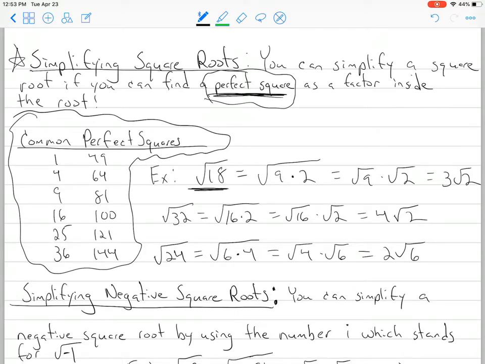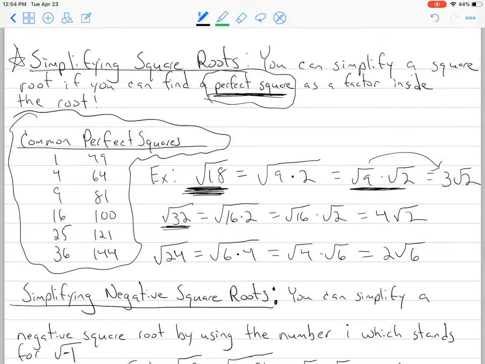So for example, when you have 18 here, I can find one of these perfect squares, 9, as a factor of 18, because 9 times 2 is 18. So it's like the square root of 9 times 2, which I could break into the square root of 9 times the square root of 2. The square root of 9 becomes 3, and the square root of 2 is just the square root of 2.